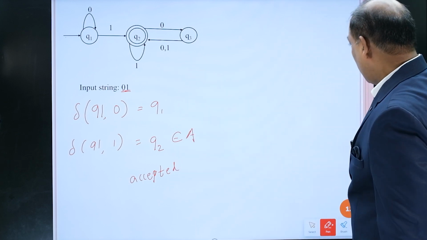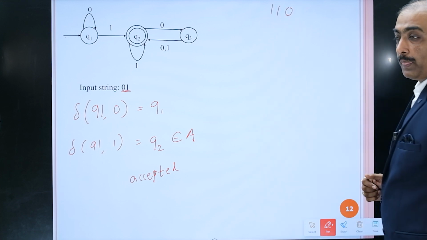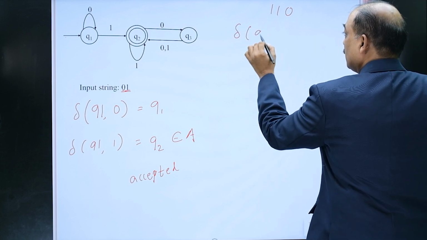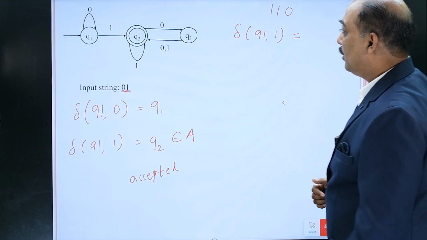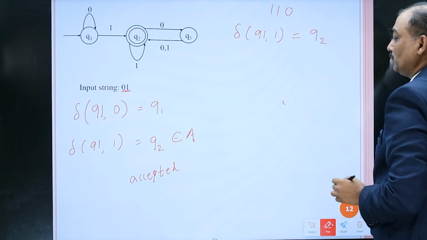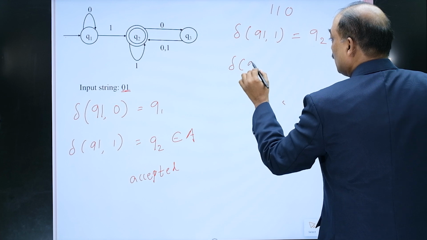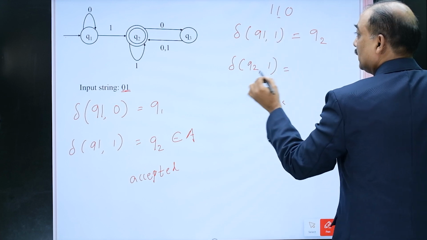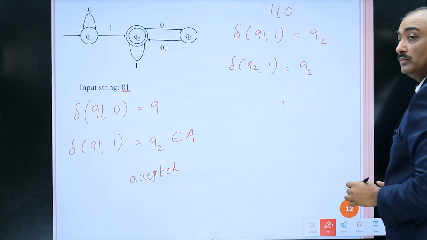Let's take another input string. I can write 1, 1, 0. Same way, we'll repeat: delta of Q1, 1. Look into the transition. Q1 1 will take me to Q2. Here I write Q2. Now Q2 becomes the current state. I'll write Q2, and the next symbol will be 1. Q2 1, there is a self loop. I'll remain in state Q2.